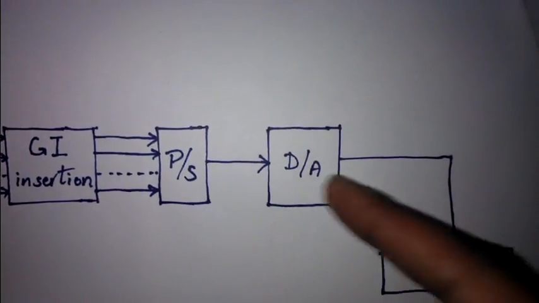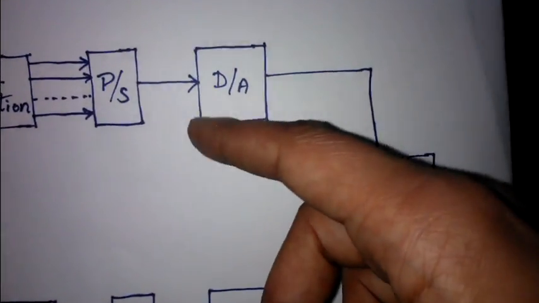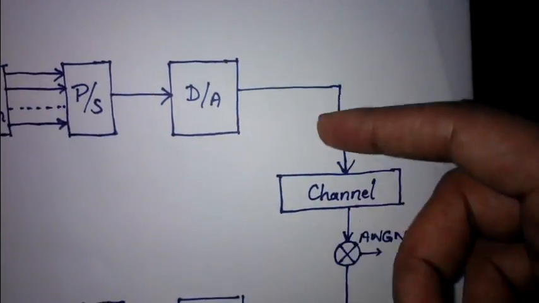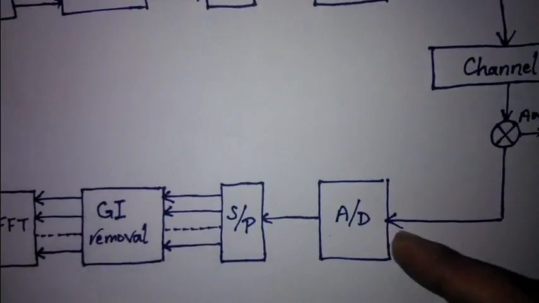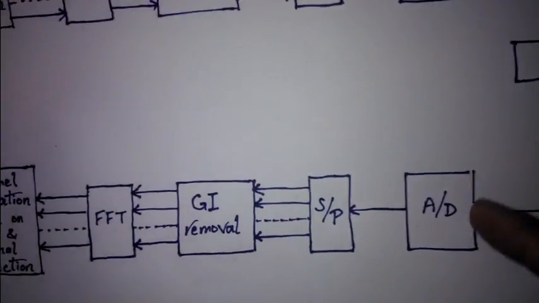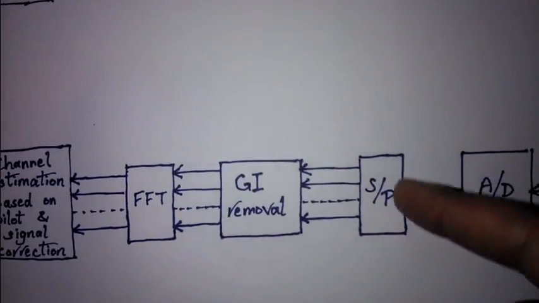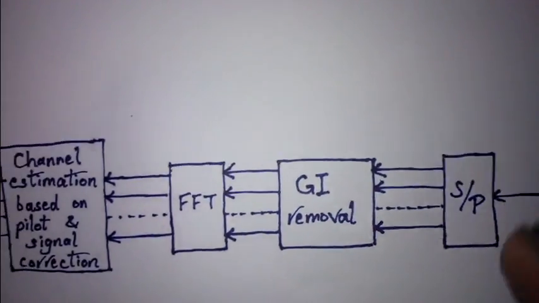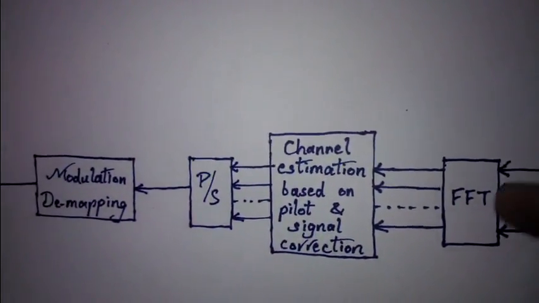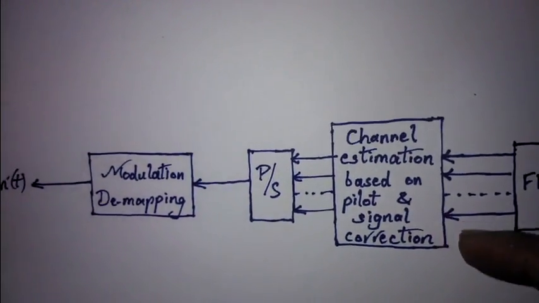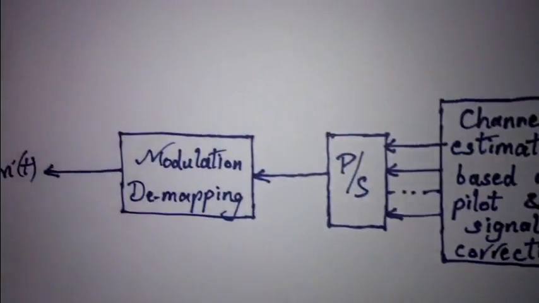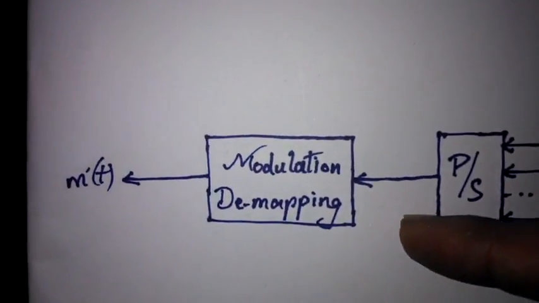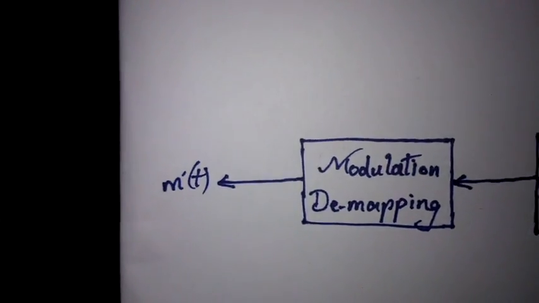After that, the signal is converted into serial form, and a DAC is used to convert the signal to analog form to be transmitted along the channel. After it is received at the destination, it is converted into digital form. Then parallel conversion is done, the GI, the guard interval, is removed, and the fast Fourier transform is taken. The channel is estimated based on the pilot, and signal correction is done. After that, the signal is converted into serial form, and using modulation demapping, we can get the original signal.